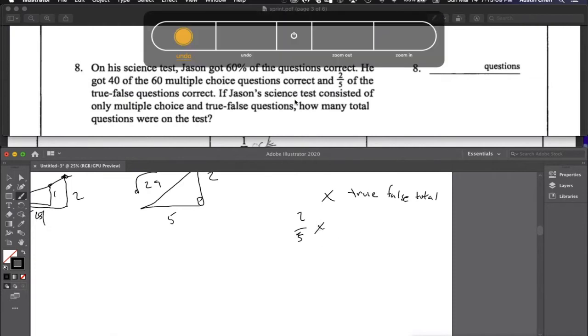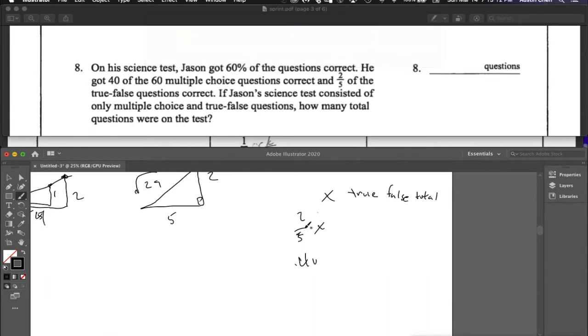He's also going to get 40 multiple choice questions correct. So you can make a correct table right there, where this is true-false and this is multiple choice. Then Jason got 60% of the questions, meaning the total questions correct. So we also want an expression for the total number of questions.